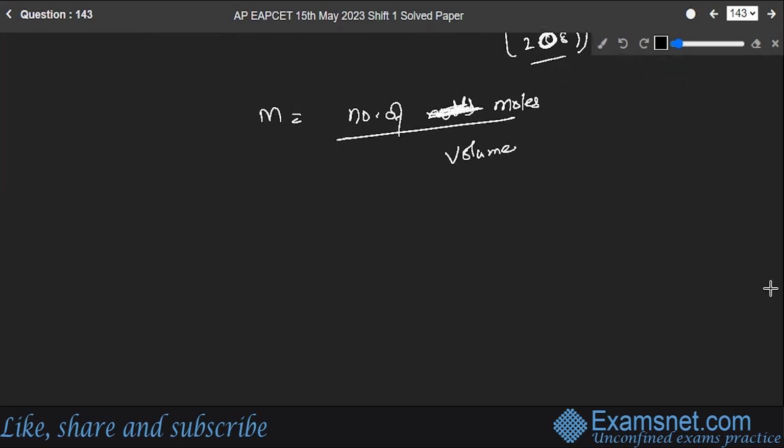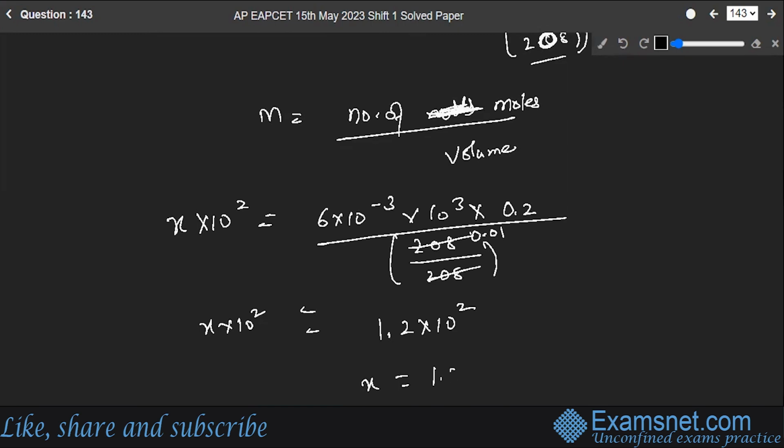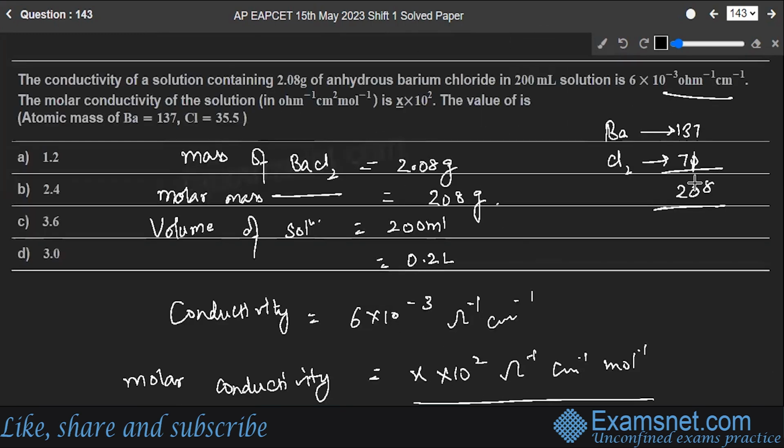Okay, now let's get back. You have x into 10 power 2. Let's write it again. You have 6 into 10 raised to power minus 3 into 10 raised to power 3 into volume, which is 0.2, divided by 2.08 upon 208. This will cancel out to 0.0001. And on solving, this will give you 1.2 into 10 power 2. This is equal to x into 10 power 2. That means x is equal to 1.2. So you have option A as the right answer. Hope you understood this. Let's move to the next question.